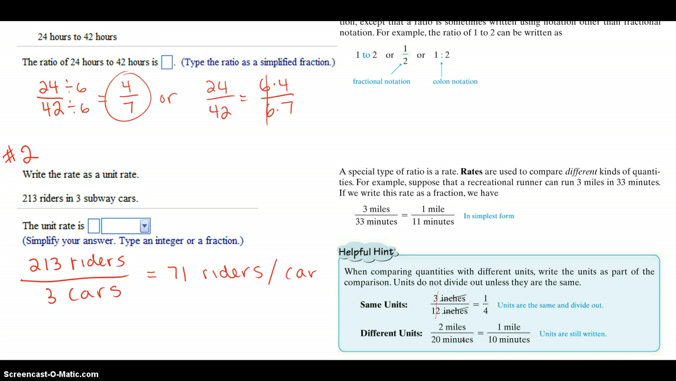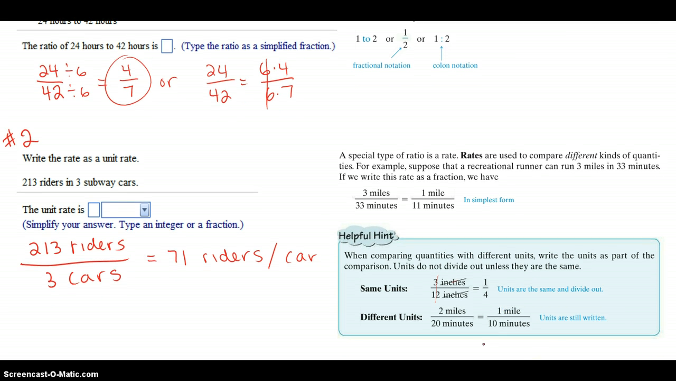Here, different units, miles and minutes. You cannot cancel these. They could still be reduced to 1/10, but you have to keep the miles and the minutes. So here's an example that's not a unit rate, because it's every 10 minutes is a mile. If you want to make this into a unit rate, you would divide this and get 0.1 miles per minute. So that's what you do if it did not go in evenly. Now it's every 1 minute is 0.1 miles. That is the difference. Hope that helps.